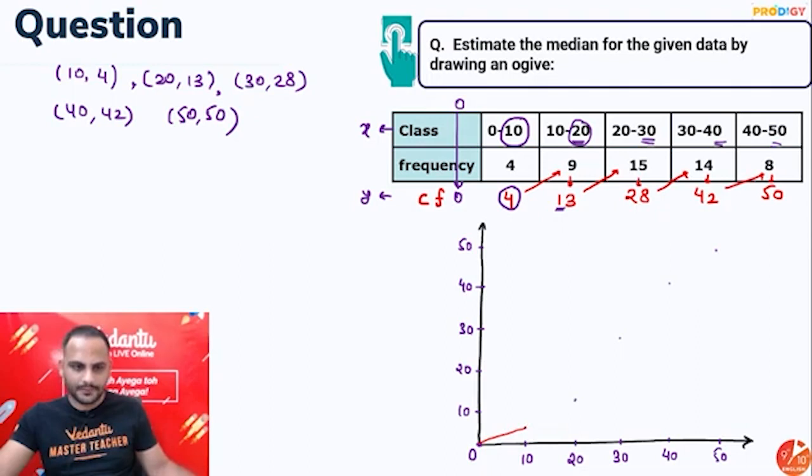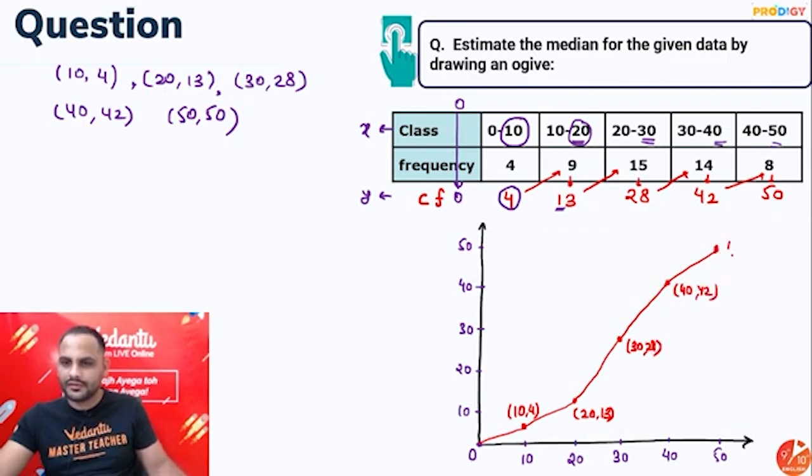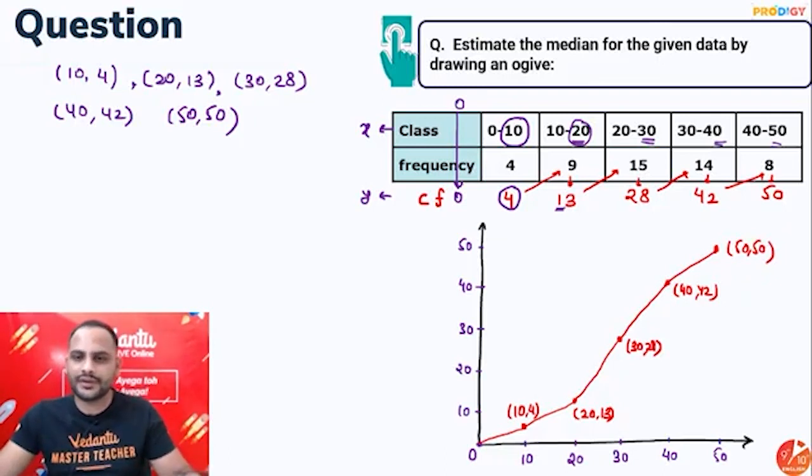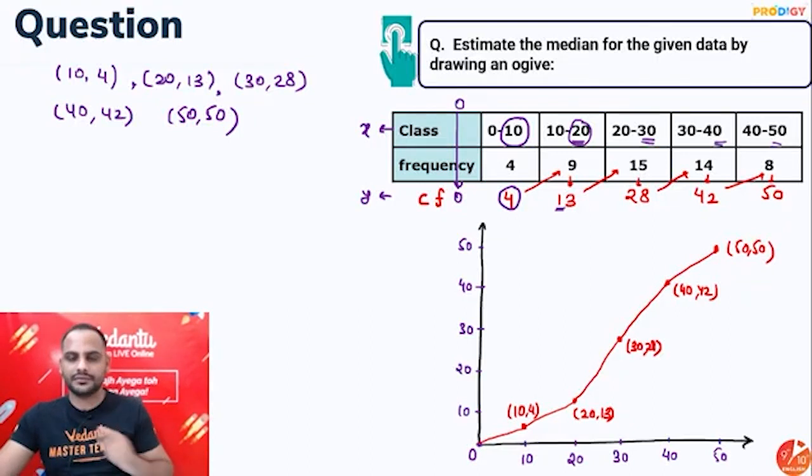Let us join them first. So these are all your points which I have joined. You might see a little bit of gap here because this is going to be a very rough one, as I'm not using any scale. But obviously if you do it on graph paper you'll get accurate results. So we have plotted the ogive. This is called our ogive.